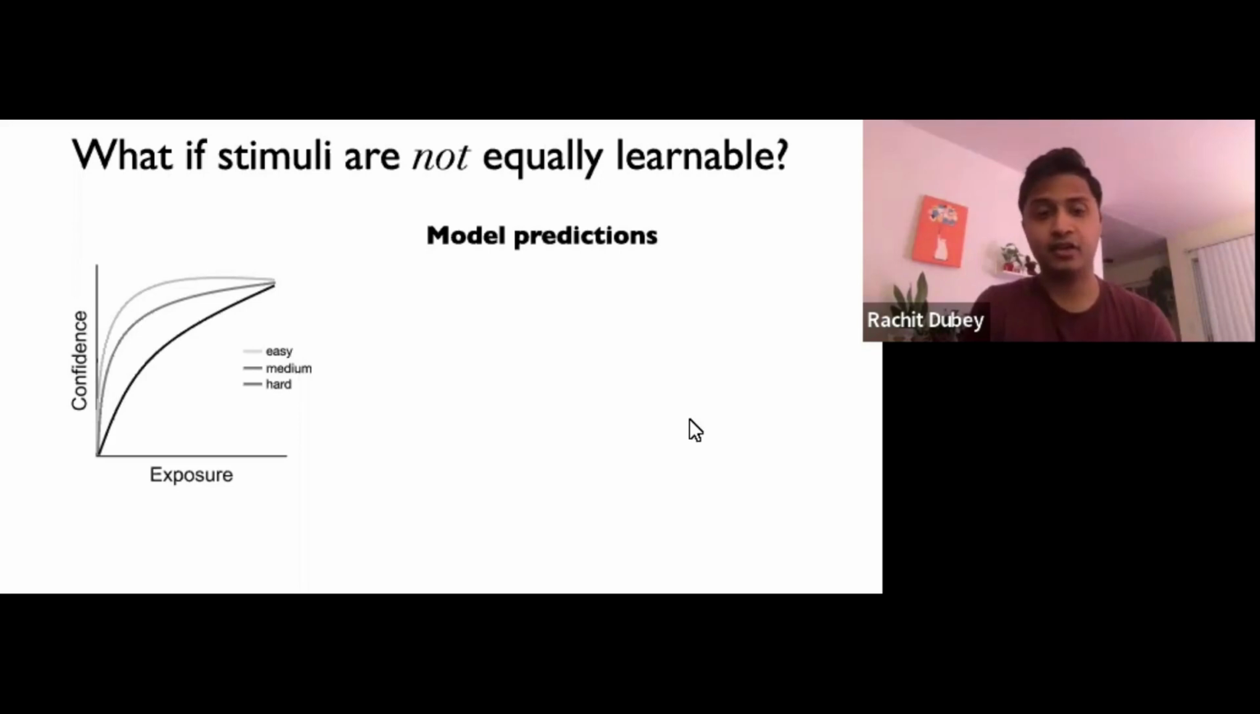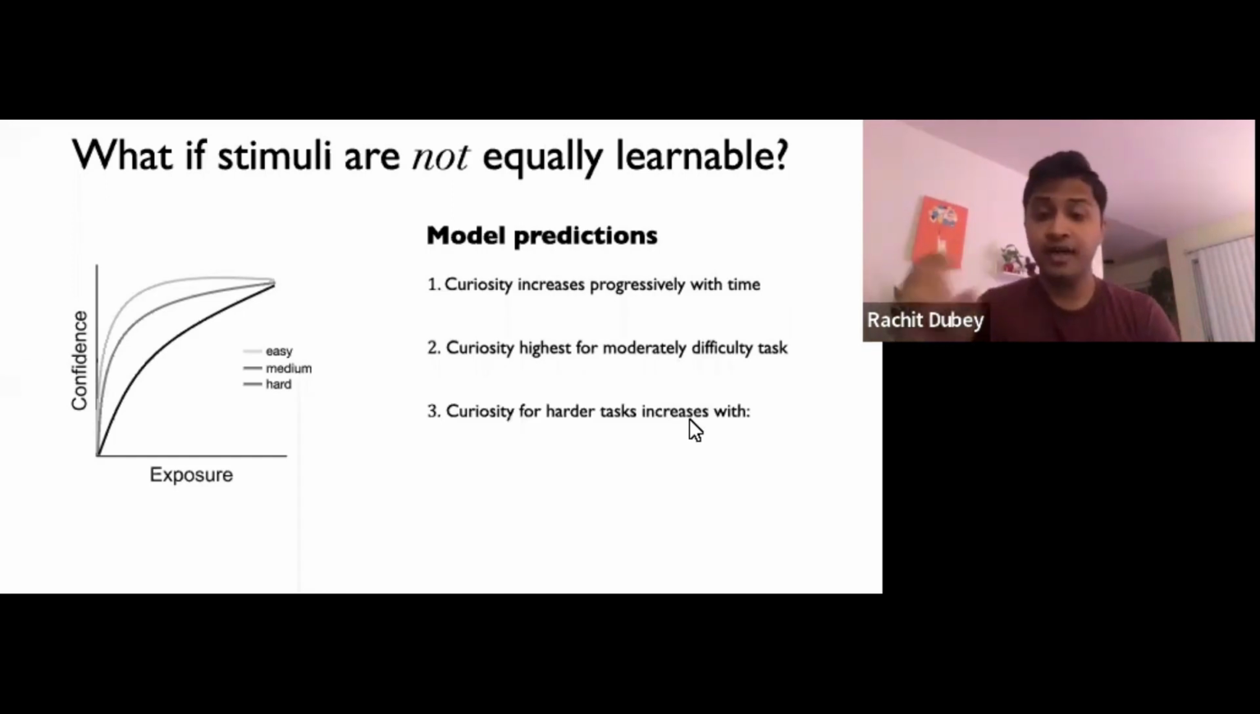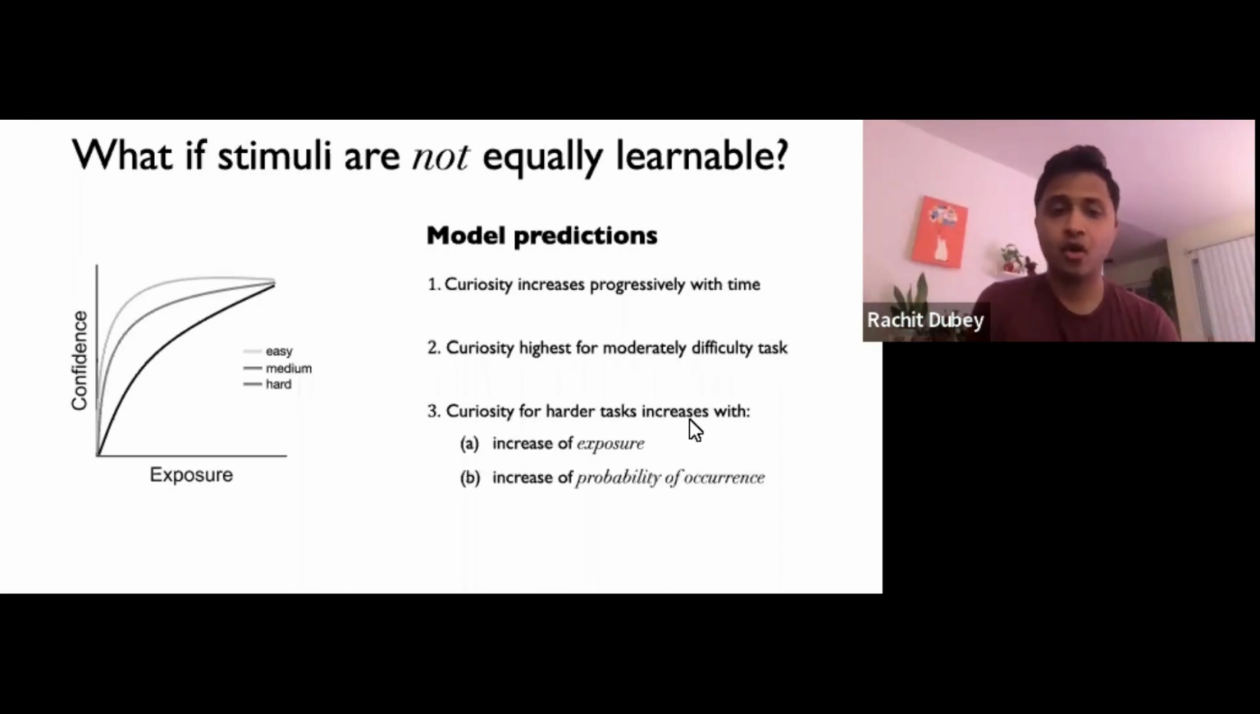First, we predict that curiosity increases progressively with time, and it is highest for moderately difficult tasks. So in other words, the agent would first become curious about easy items, then moderate items, and then eventually the hard to learn items. And critically, it would spend the longest amount of time exploring the moderately difficult item. Next, we predict that curiosity for harder tasks can be modulated by either increasing exposure or by increasing probability of future occurrence.